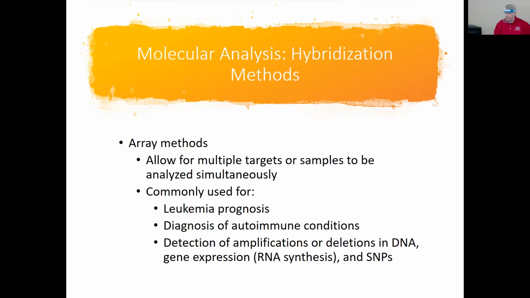The array method is commonly used for other things, like leukemia prognosis, diagnosis of autoimmune conditions, detection of amplifications or deletions in the DNA, gene expression with RNA synthesis, or SNPs. And you know what I do is ask, what is an SNP? Anybody? SNP?